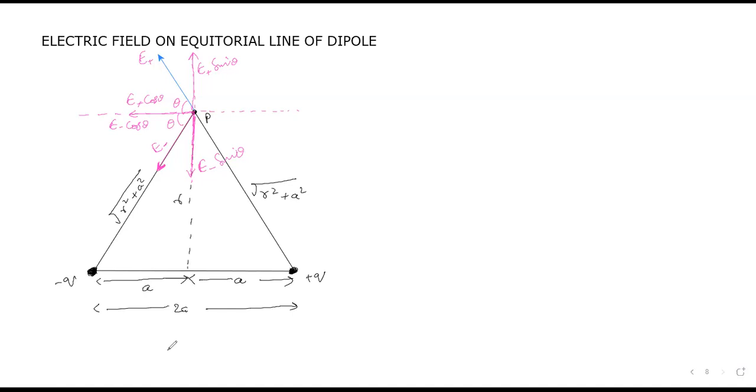Can we move on? Yes, sir. Okay. Now, from the diagram, you can look at R1 and this is your R2. R1 and R2 both are root of R square plus A square.